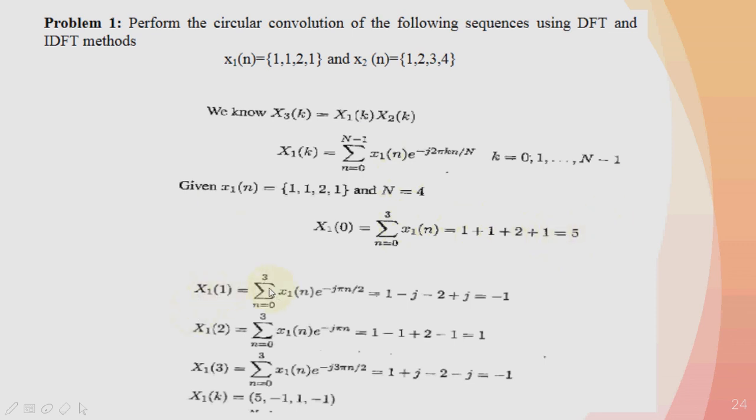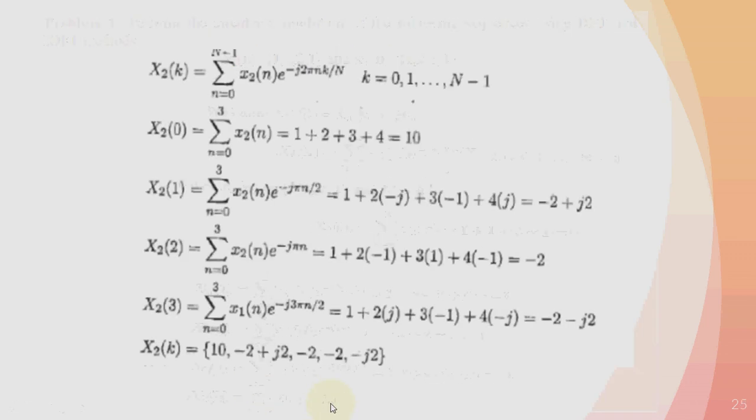Similarly, k is equal to 1. So x1 of 1 is equal to summation n equal to 0 to 3 of x1 of n into e raised to minus j pi n divided by 2. Put the n values from 0 to 3, so you will get 1 minus j minus 2 plus j, so it becomes minus 1. Similarly, x1 of 2 is 1, and x1 of 3 is equal to minus 1. So finally you will get x1 of k as the DFT of x1 of n, that is 5, minus 1, 1, minus 1.